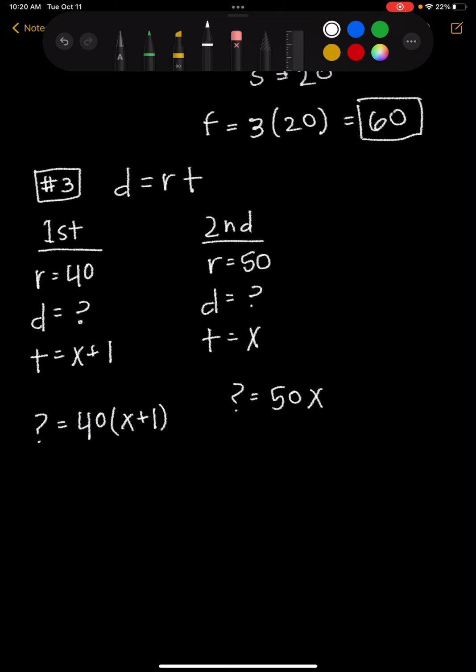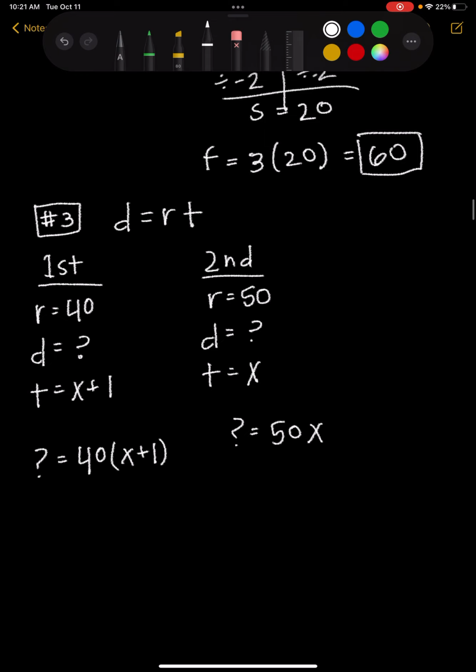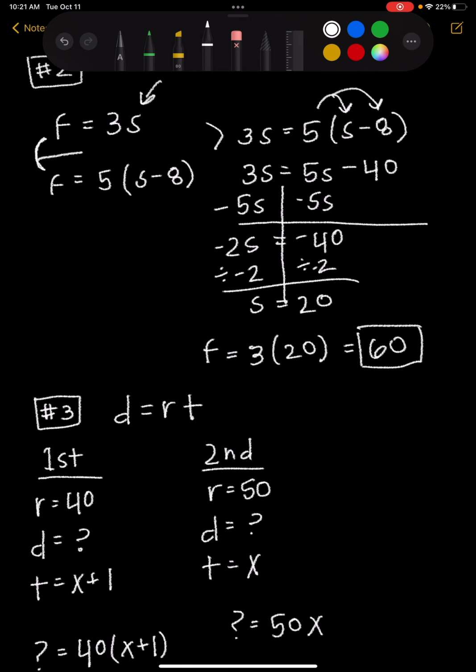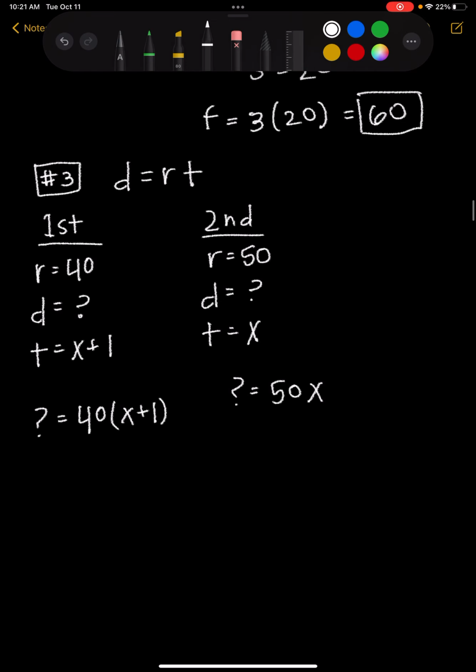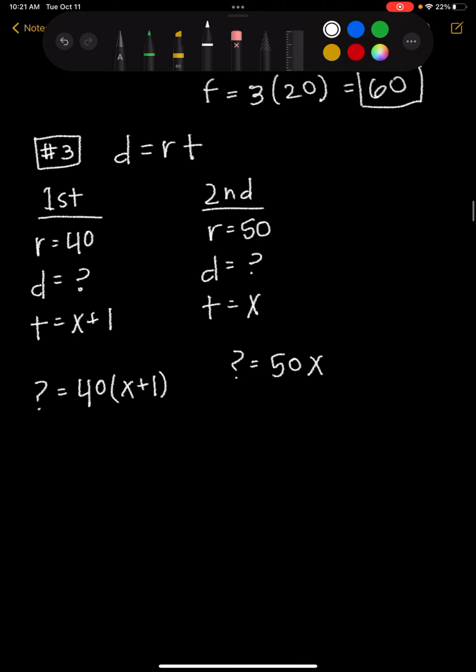Now, the reason why we can actually put both of the distances as a question mark, like they're not different, is because we're looking for when they meet each other, or when the second bus passes the first bus, but basically that's at the same distance, that they've traveled the same distance. So now we're going to treat it kind of like that second example. In that second example, because we had both of those equations equal to F right here, we set them equal to each other. In this case, because we have both of the equations set equal to a question mark, we can set them equal to each other.